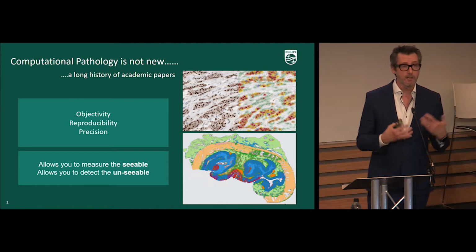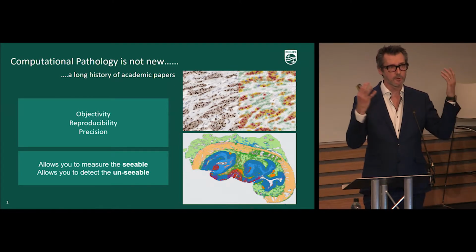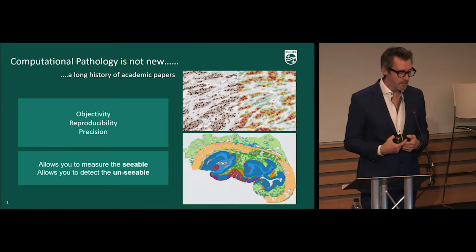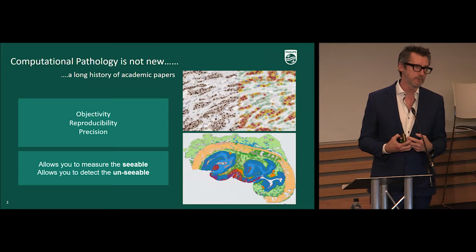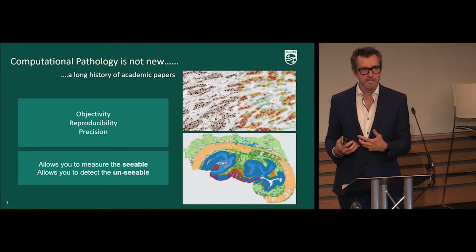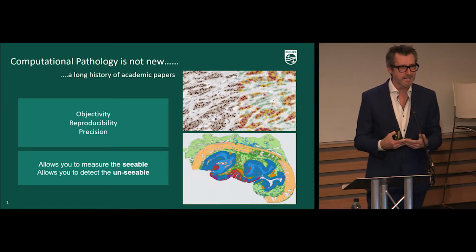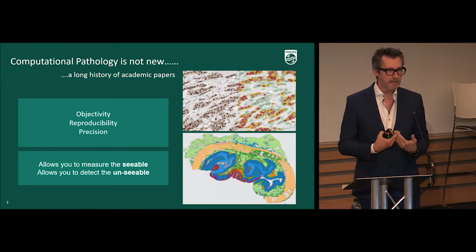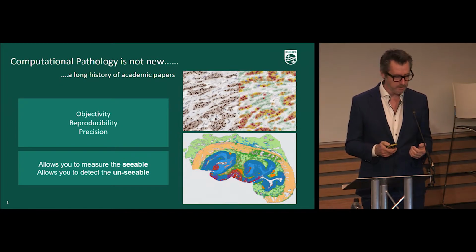It allows you to take what you currently see today when you look down the eyepieces of a microscope or when you look at a digital image. It allows you to measure what's seeable, so measure those visual clues that you use routinely. But it also allows you to detect the unseeable, those characteristics that are subvisual, that escape what you can see with the naked eye, and allow you to characterize disease in ways that have not yet been possible.